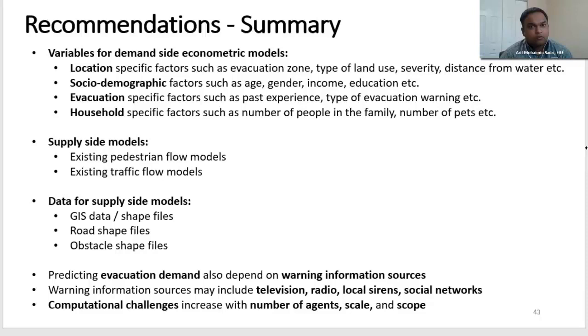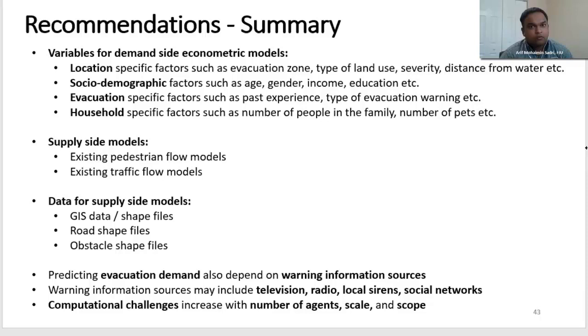Based on how you implement the warning information sources, that also influences to some extent how many people evacuate and how they evacuate. So we also need to consider as much as possible these warning information sources.